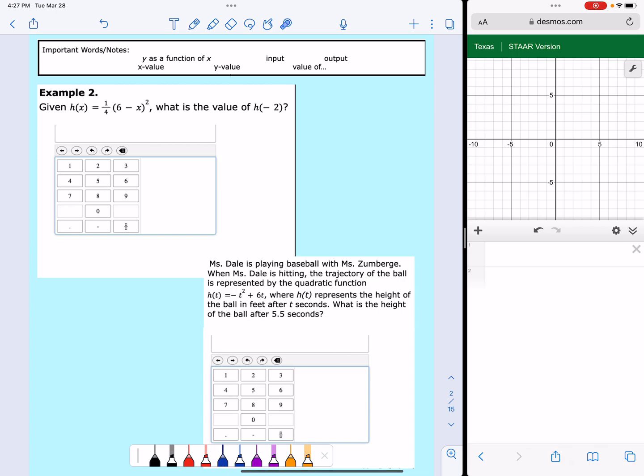So, example 2. Given h of x equals 1 over 4, parentheses 6 minus x squared, what is the value of h of negative 2? When you see this right here, value of h of negative 2, you are going to think Desmos. You are going to graph this exactly like you see it. Don't change anything.